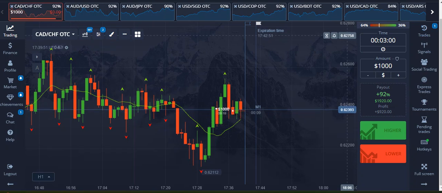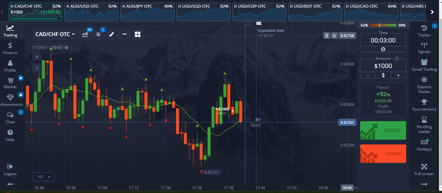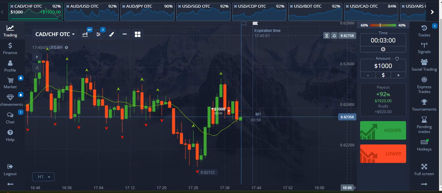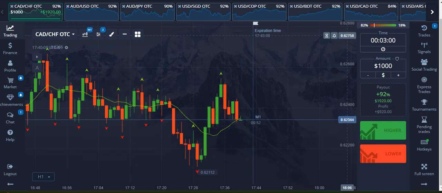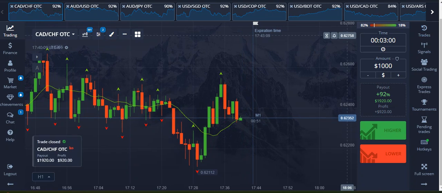Okay, so I'm back with this last trade here. This looks really close. All right, so we just have a bearish push here at the end. And okay, so we won that trade as well.